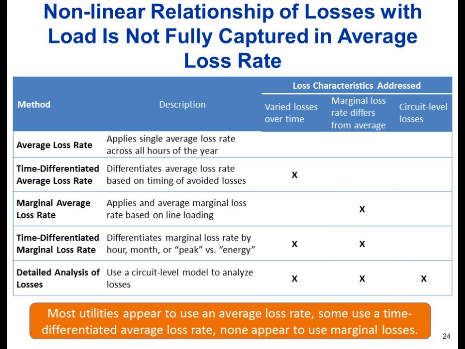One example that stands out as going further to characterize losses was Arizona Public Service. APS used a time-differentiated loss rate that accounted for the variation in average energy losses by month, and then separately characterized the losses during the peak times. In their case, peak losses were about 11.7% as compared to the 6.3% average energy losses.